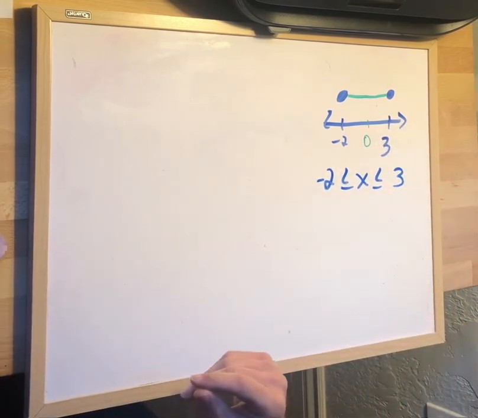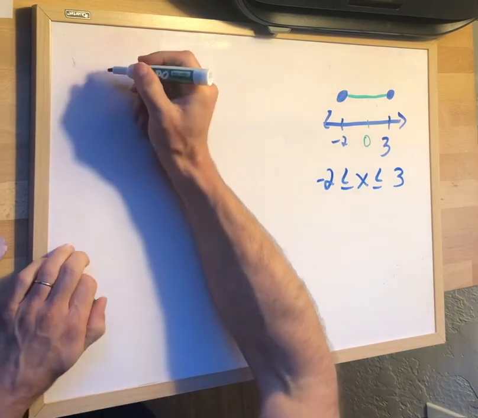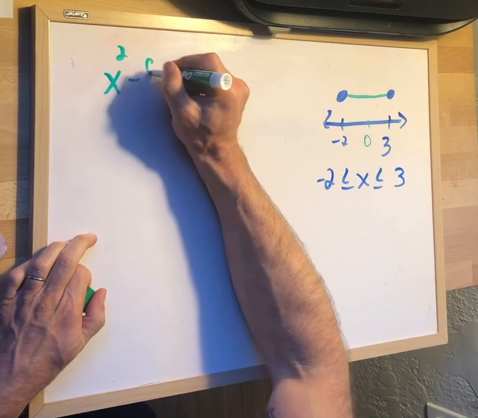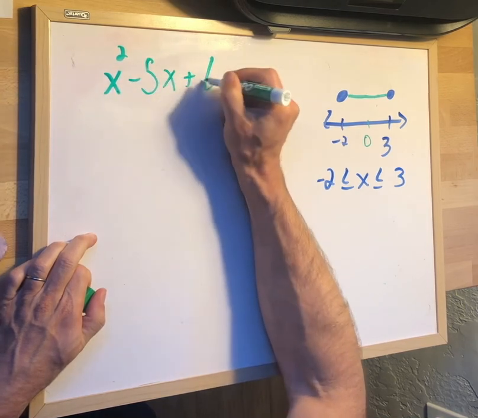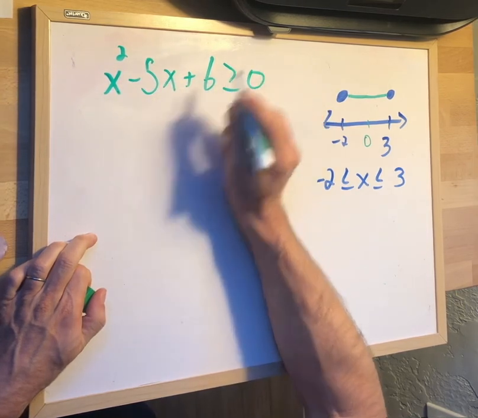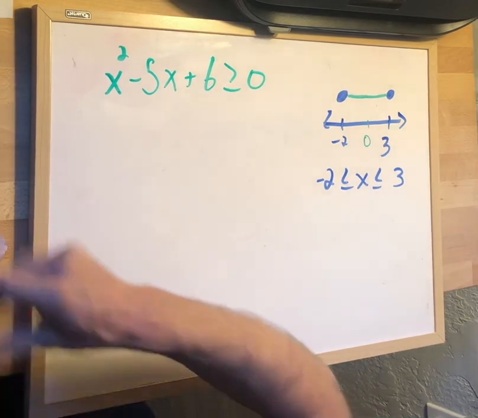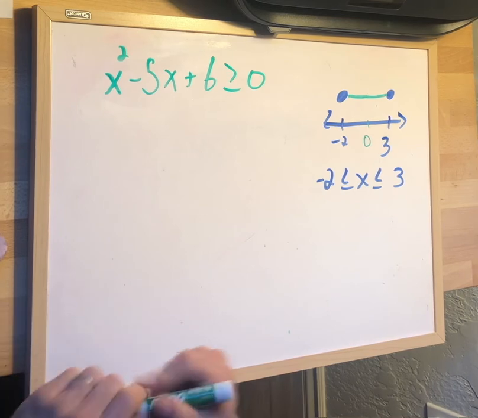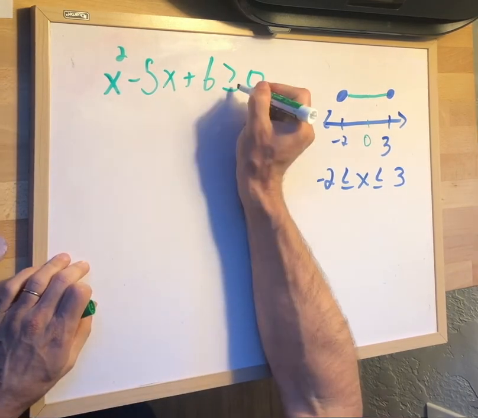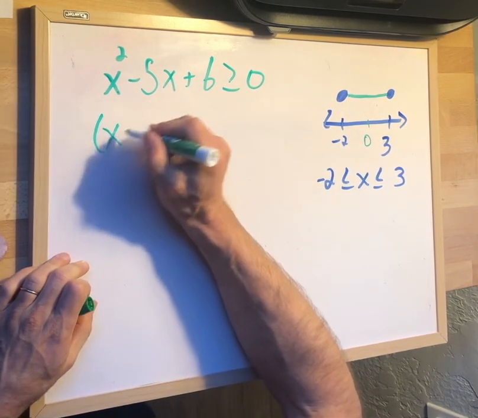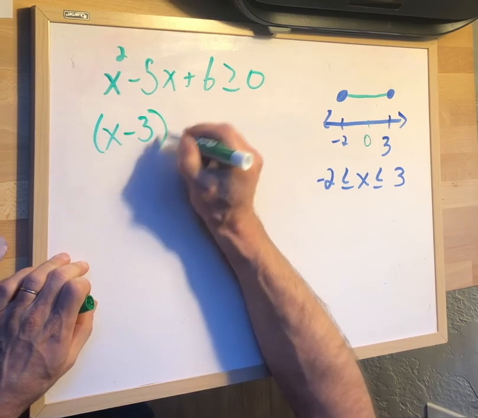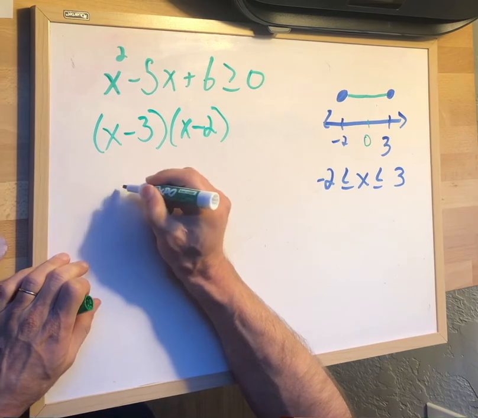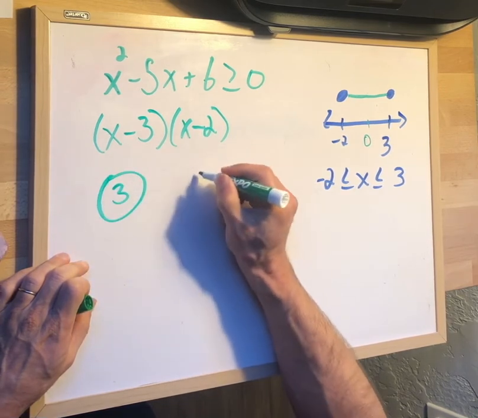Okay, let's do the second equation. x squared minus 5x plus 6 is less than or equal to 0. I give you the solution right now on the notes, but we're going to go ahead and do this. I'm going to make this equal to 0, and I'm going to solve. (x minus 3)(x minus 2), and then I get an answer of +3 and +2.